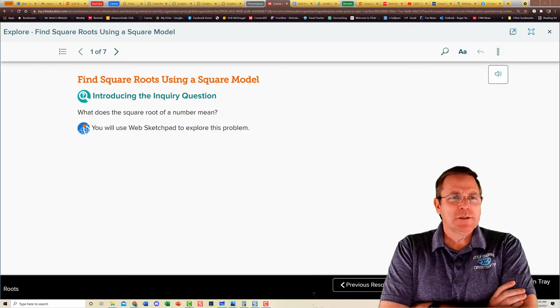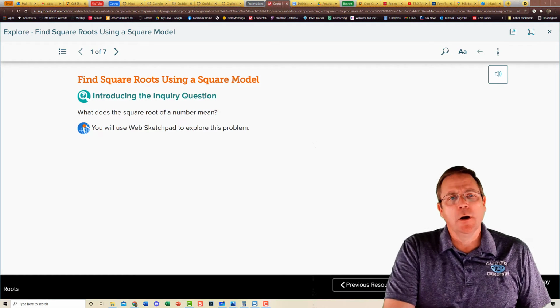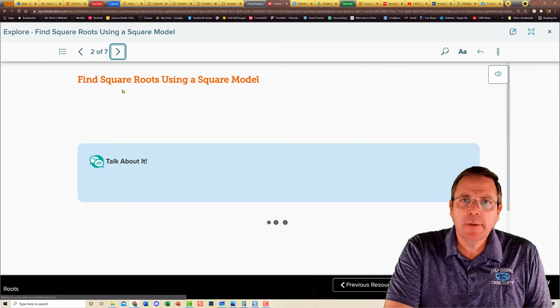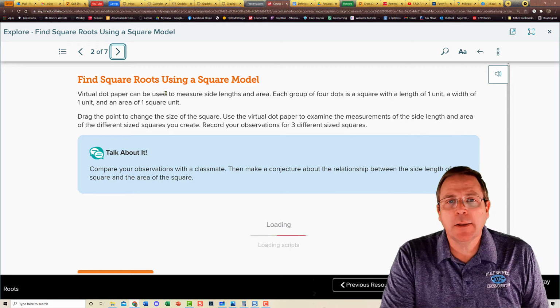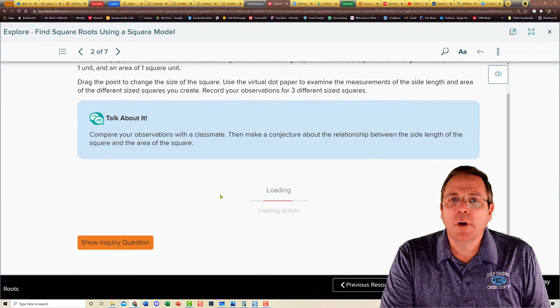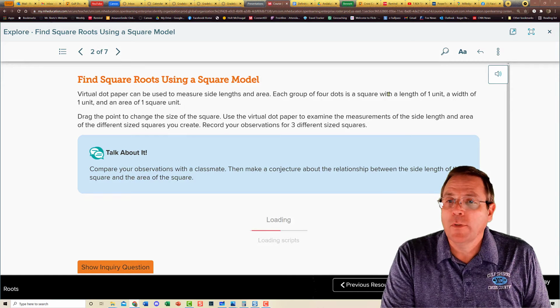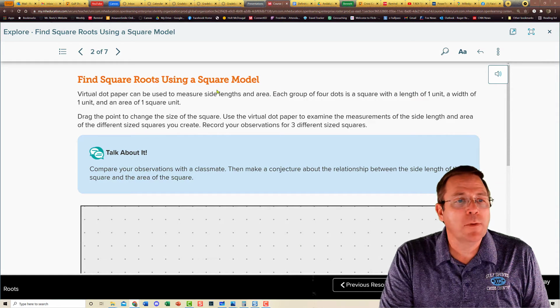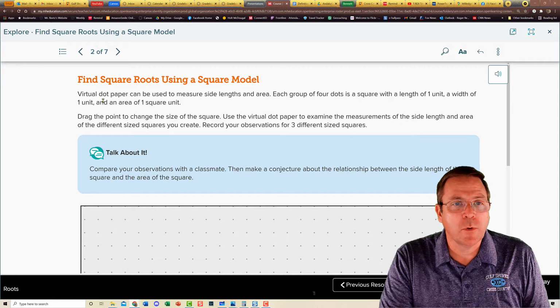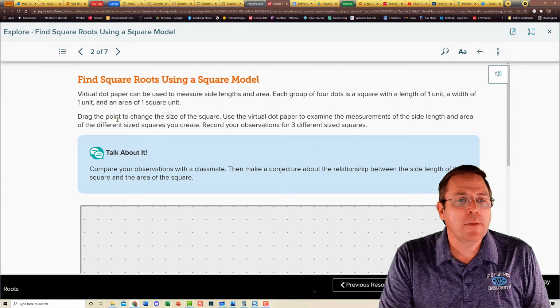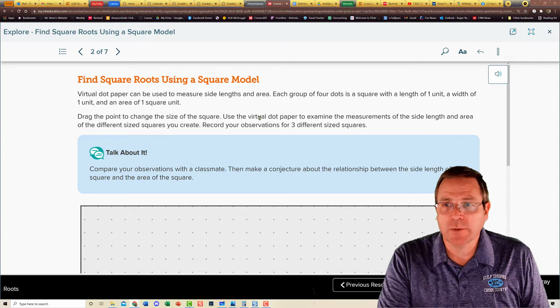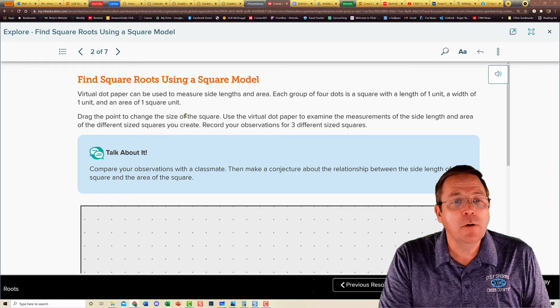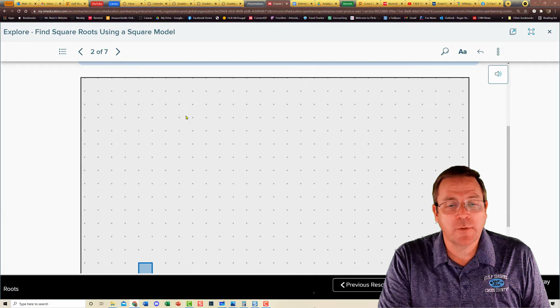Our inquiry question says, what does the square root of a number mean? Well, let's dig into that a little bit and see what we can find out. Virtual dot paper can be used to measure the side lengths and area. Each group of 4 dots is a square with a length of 1 unit, a width of 1 unit, and an area of 1 square unit. Drag the point to change the size of the square and use a virtual dot paper to examine the measurements of the side length and area of the different size squares you create. Record your observations of 3 different size squares.